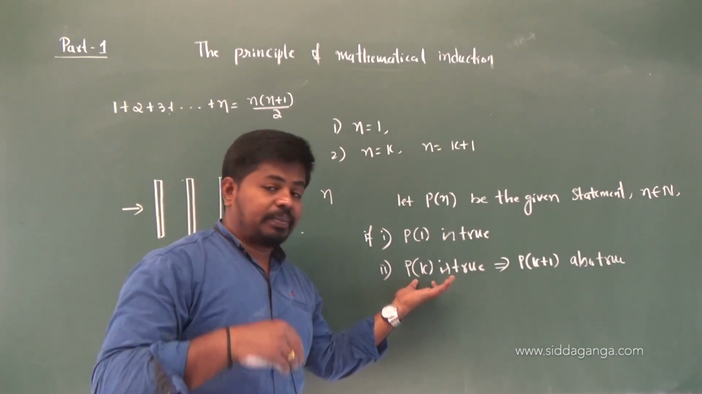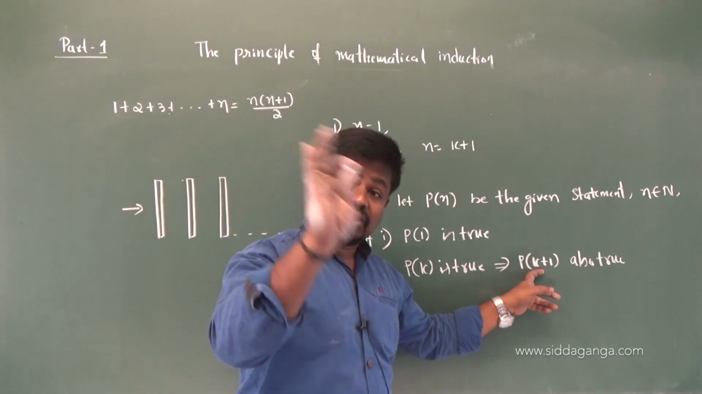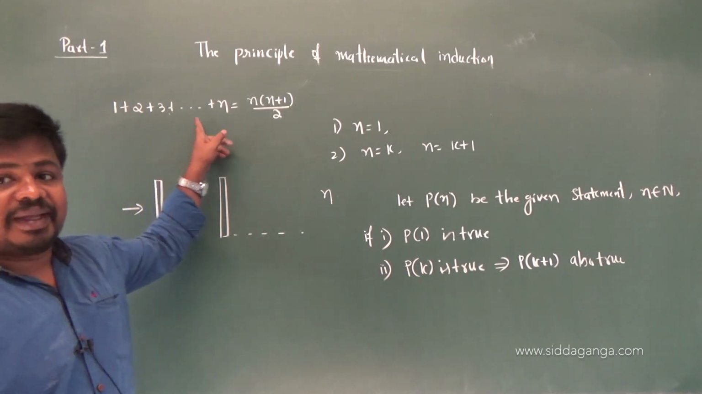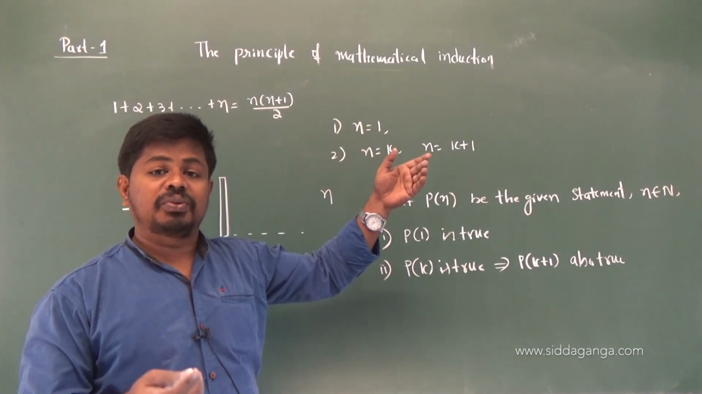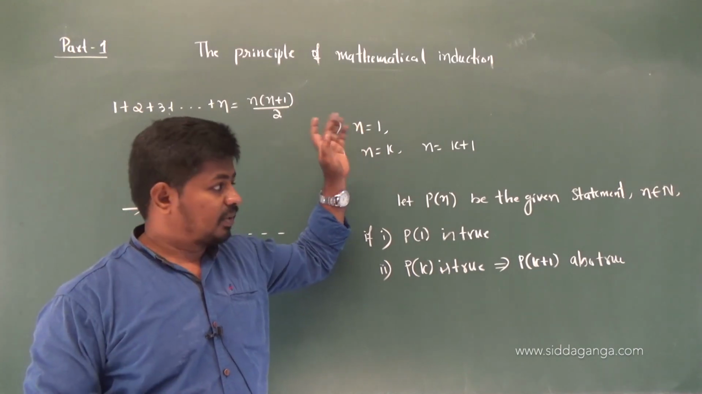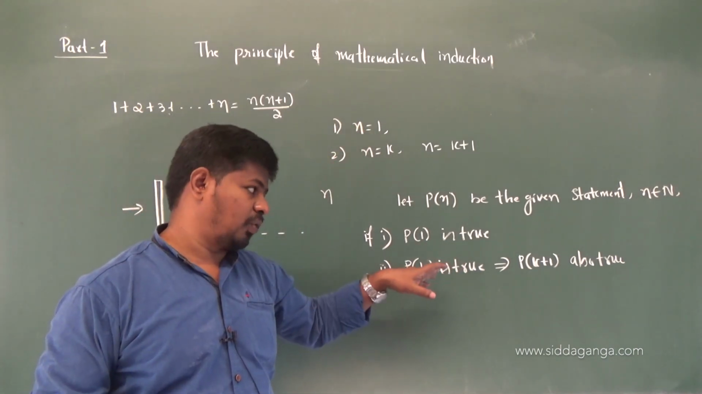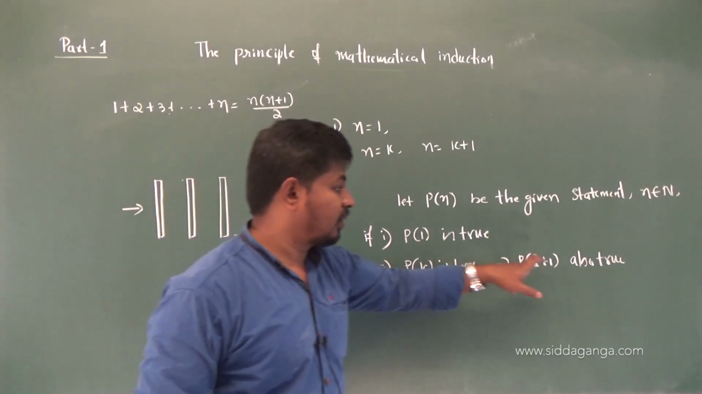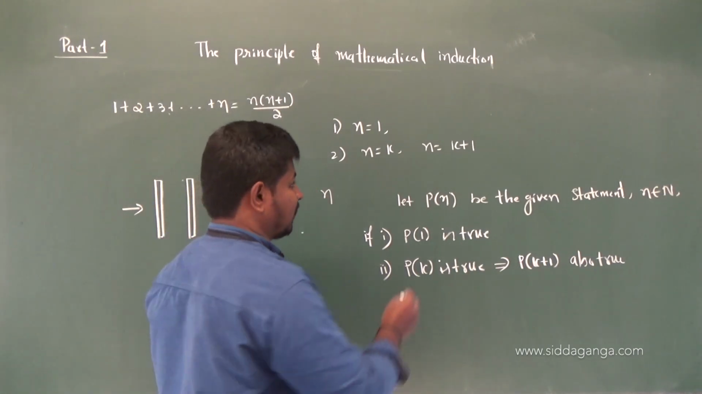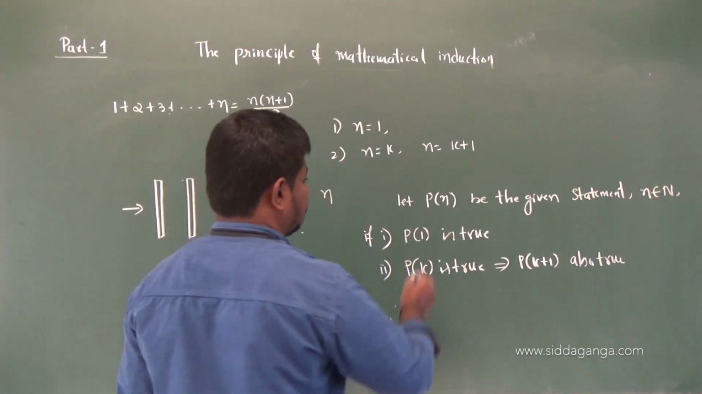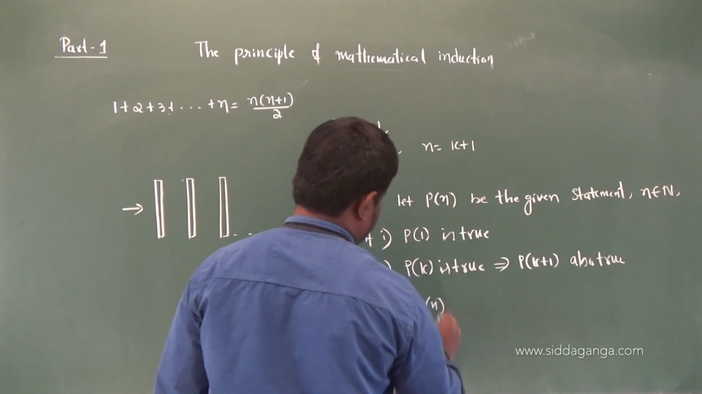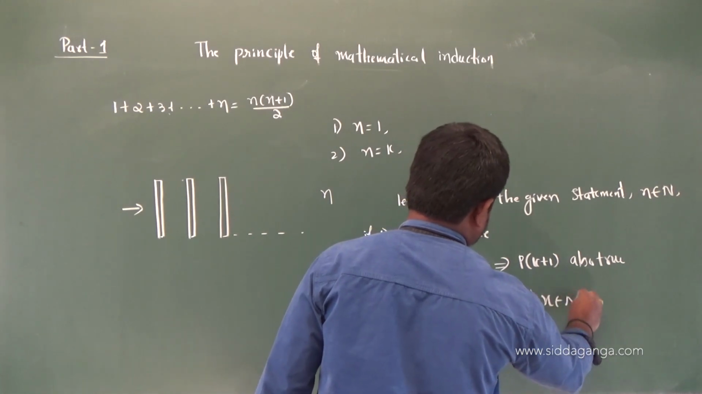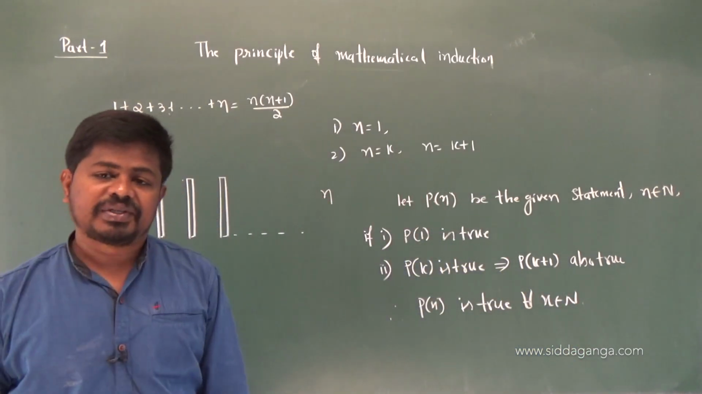By assuming P of k is true, we have to prove P of k plus 1 also true. I mean, by assuming this is true for some 8 terms, you have to prove this is true for 9 terms also. Whenever this happens, this is proved. I mean, P of 1 is true and P of k plus 1 is true whenever P of k is true, then by the principle of mathematical induction, the given statement P of n is true for all natural numbers. That's it. Very simple, students.